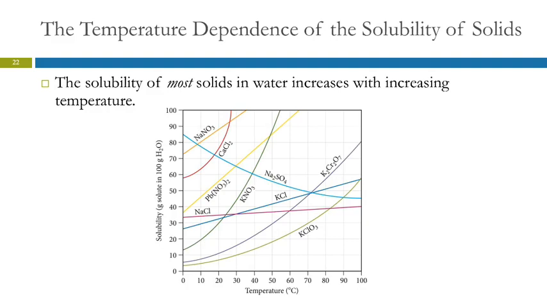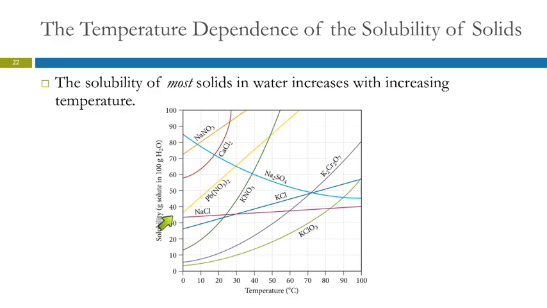So for most solids in water, as you increase the temperature, you increase the solubility most. Sodium sulfate is an exception. So here we have solubility in grams of solute per 100 grams of water versus temperature in degrees Celsius. Sodium chloride right here has a small temperature dependence. The slope of this line is not very great.